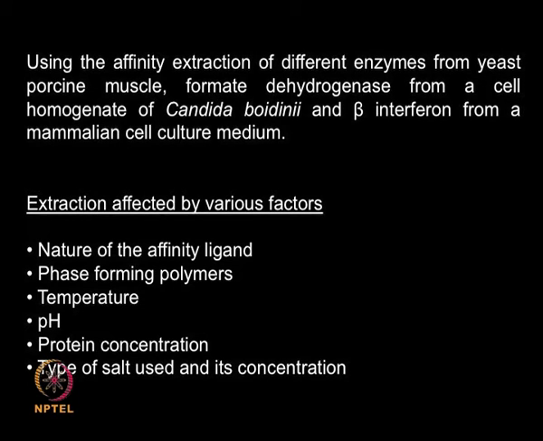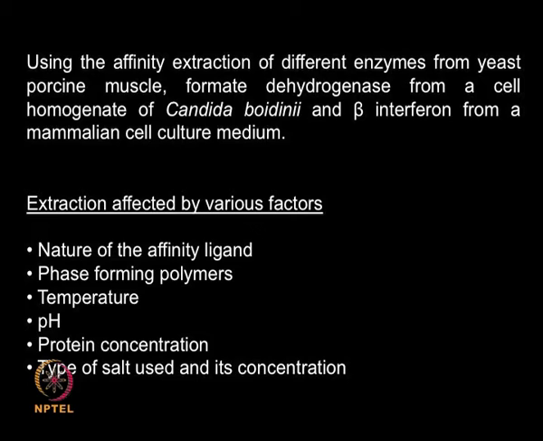So, what are the advantages of affinity extraction? We can use it for extracting different enzymes from yeast and porcine muscle. We can extract formate dehydrogenase from cells of Candida boidinii and beta interferon from a mammalian cell culture medium and so on. So, we can very selectively extract a protein from a mixture of a large number of proteins. The extraction efficiency and selectivity are going to be affected by many factors.